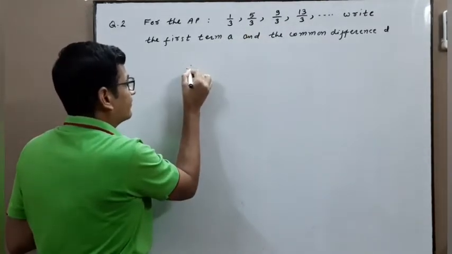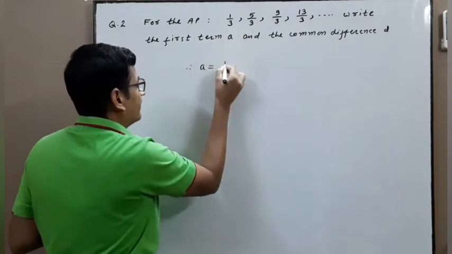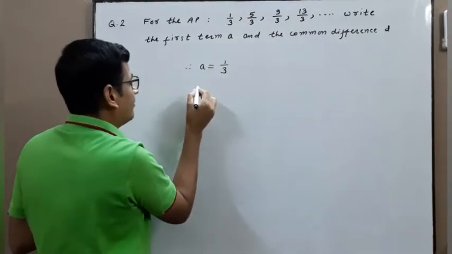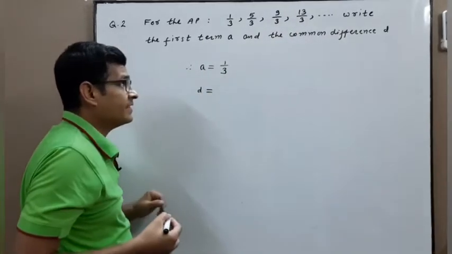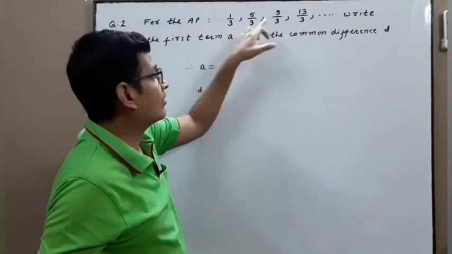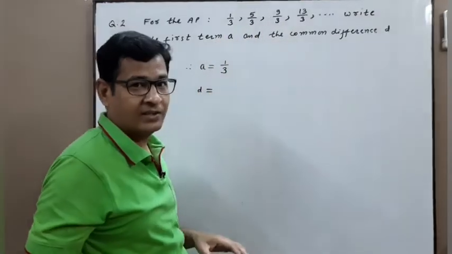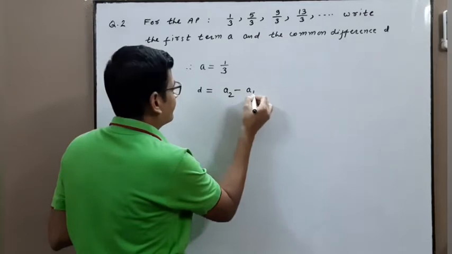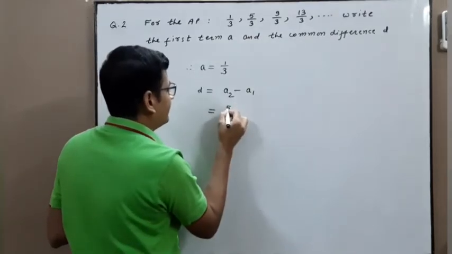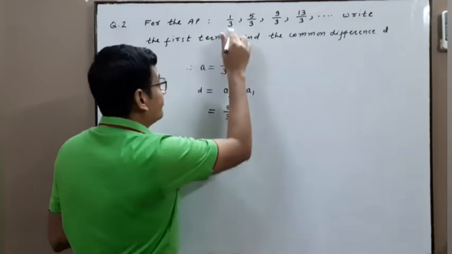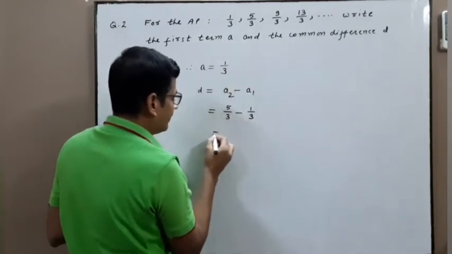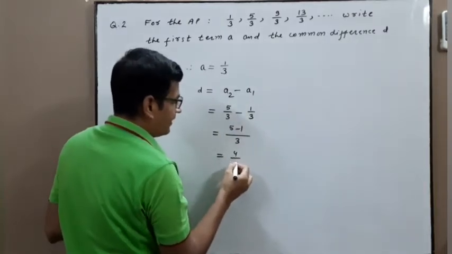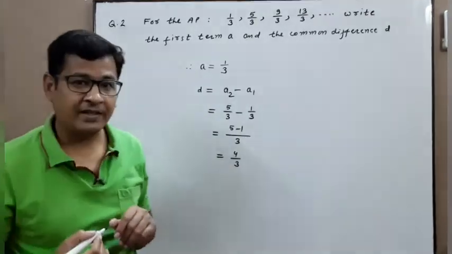So first term is equal to 1/3. This is first term, this is second term, third term, fourth term. Now find common difference. Common difference means either second minus first, or third minus second, or fourth minus third. You can take any one. So common difference means second term minus first term. Second term is 5/3 and first term is 1/3. Taking LCM 3, we get 5 minus 1, so 4/3. So common difference is 4/3.